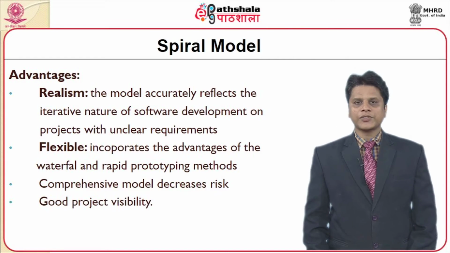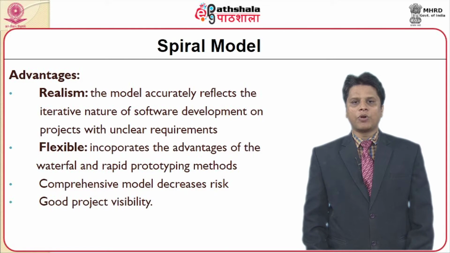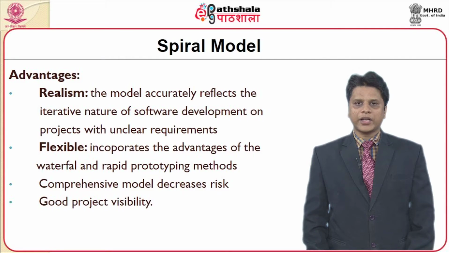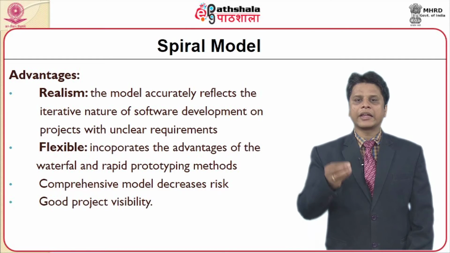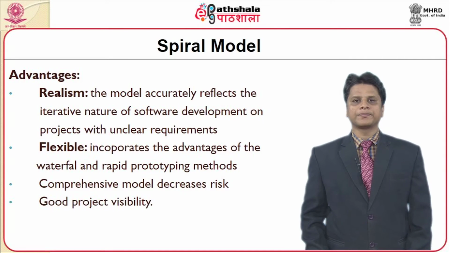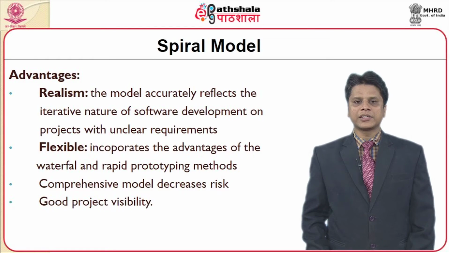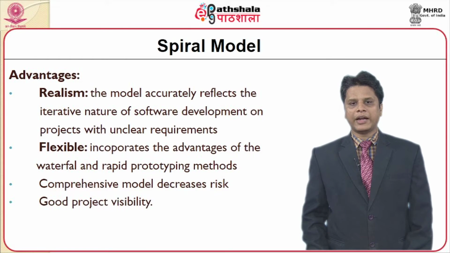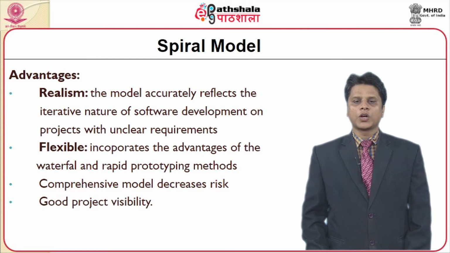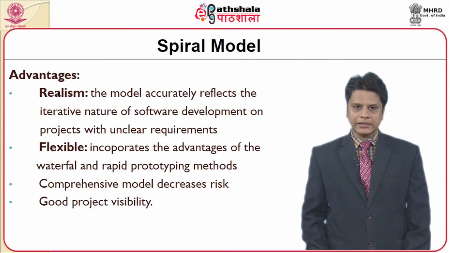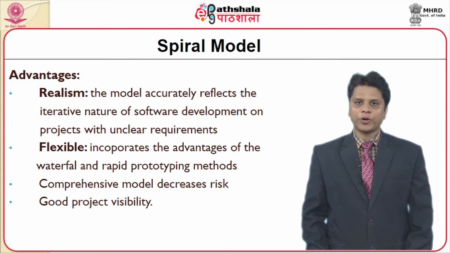So, mentioning the advantages of the spiral model, in realism, the model accurately reflects the iterative nature of software development on projects with unclear requirements. Even though I am unclear of certain requirements in the beginning of the work, there might be a possibility of heavy risk, which will be indicated in the beginning of the development phase itself. And it is flexible, which means it incorporates the advantages of waterfall and rapid prototyping methods. A comprehensive model, it decreases risk and it shows very good project visibility.